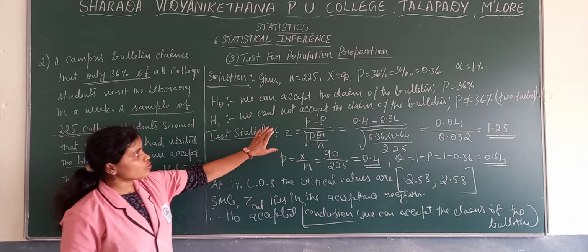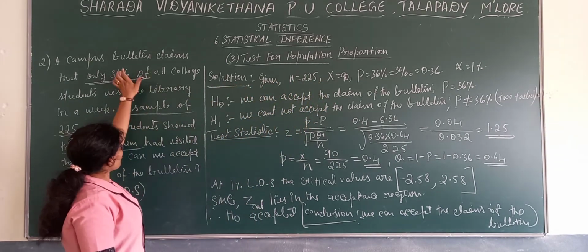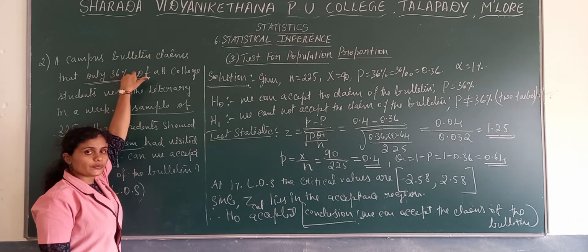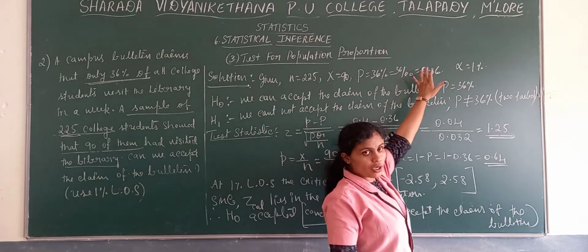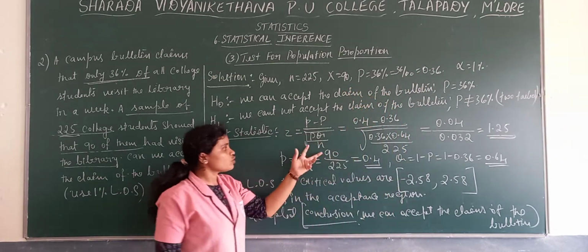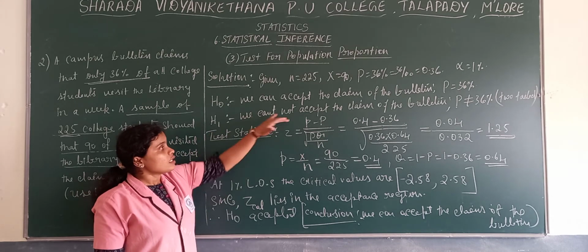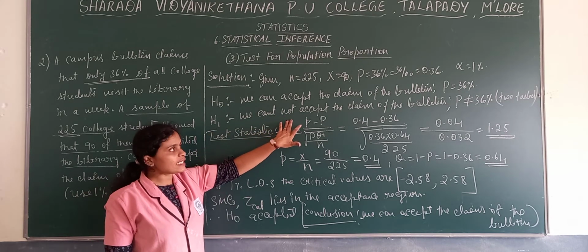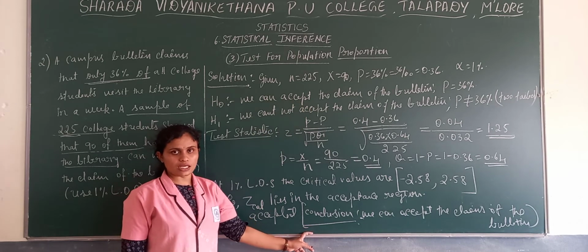See here, firstly you need to identify which is x and n. Then what is the proportion of p? They have given it in percentage. Convert it into proportion, that is 0.36. Then substitute into the formula, and according to the problem, whether it is a two-tailed or one-tailed test, write the hypothesis, then provide the conclusion.